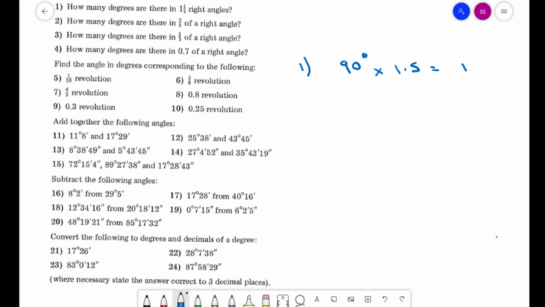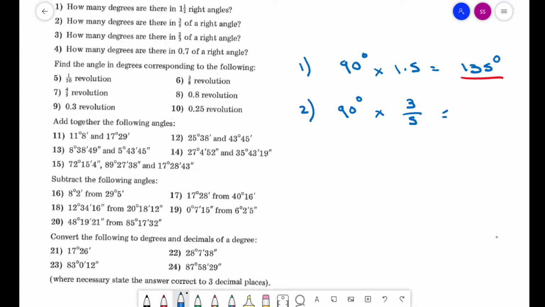And this is going to give us 135 degrees as our first answer. So that's all there is to number one. For number 2, how many degrees are there in 3/5 of a right angle? Well, same again. That's going to be 90 degrees, but this time we'll multiply it by 3/5.